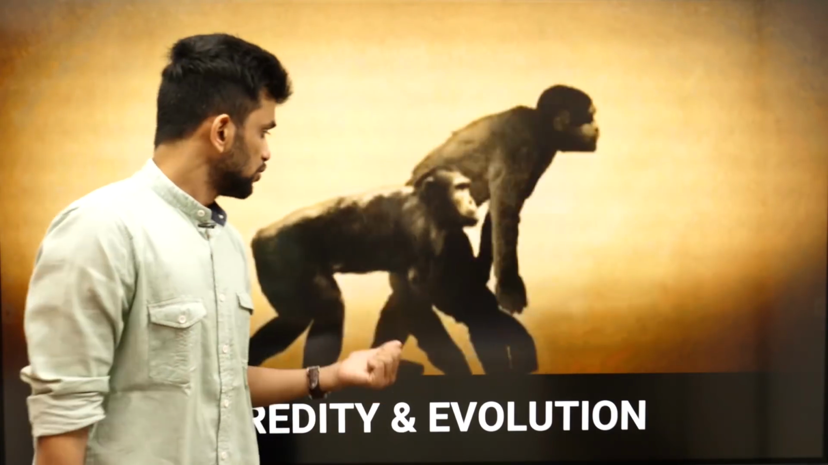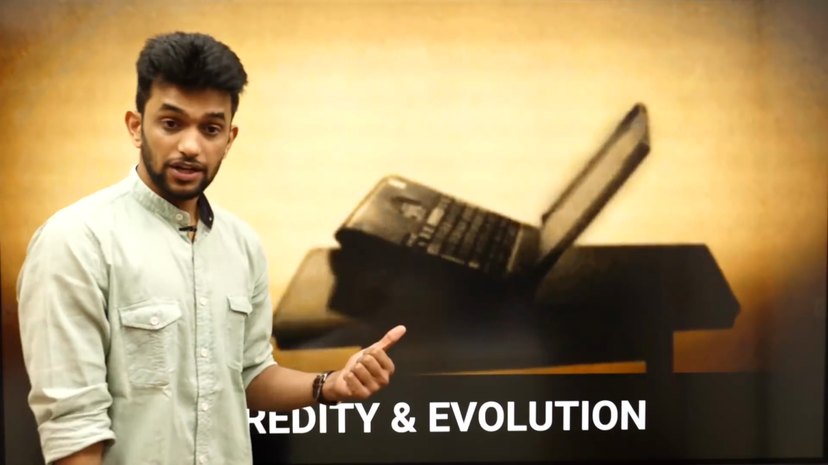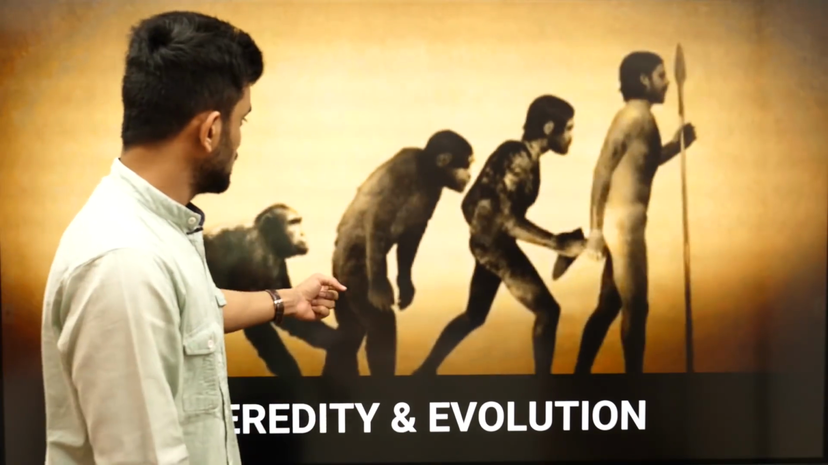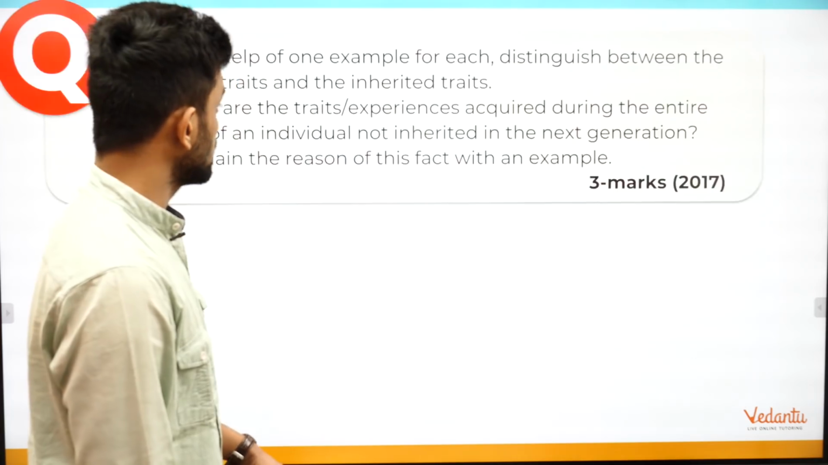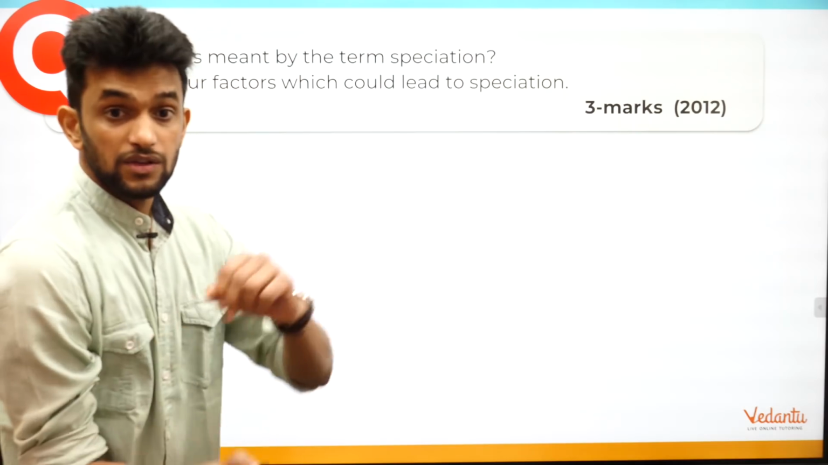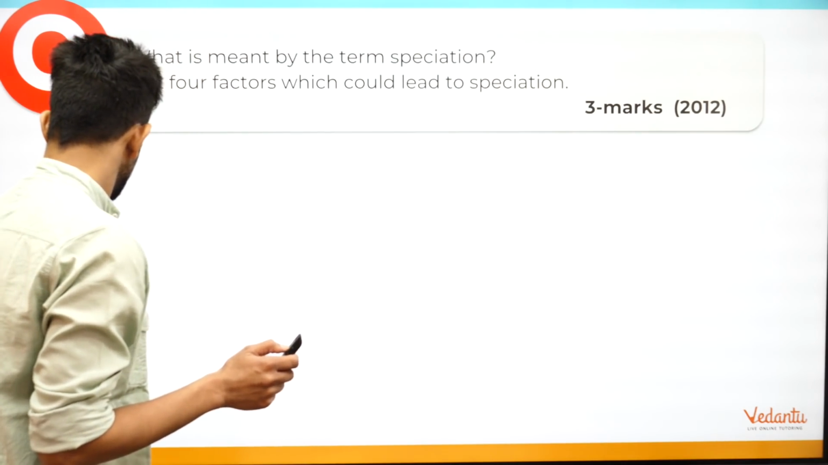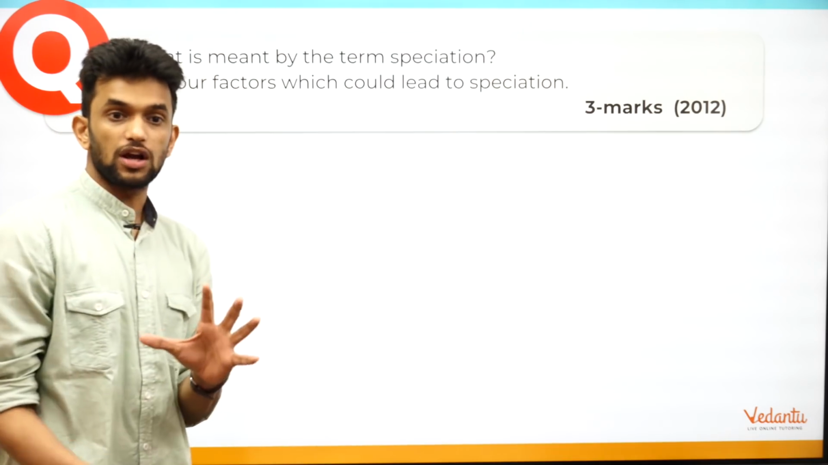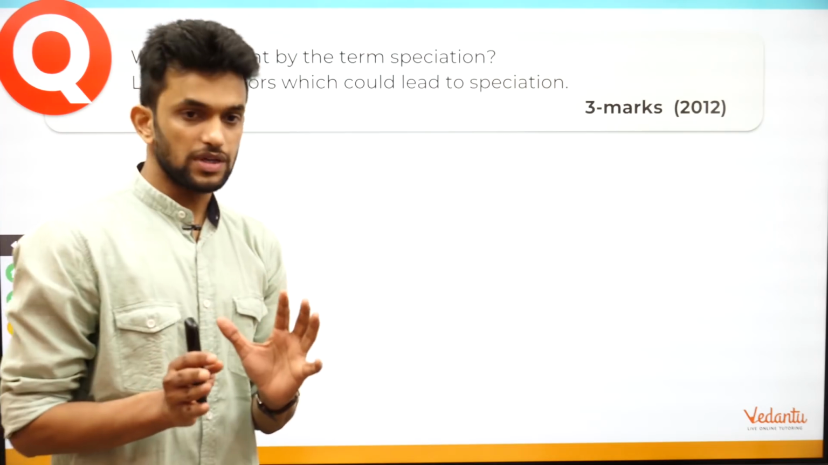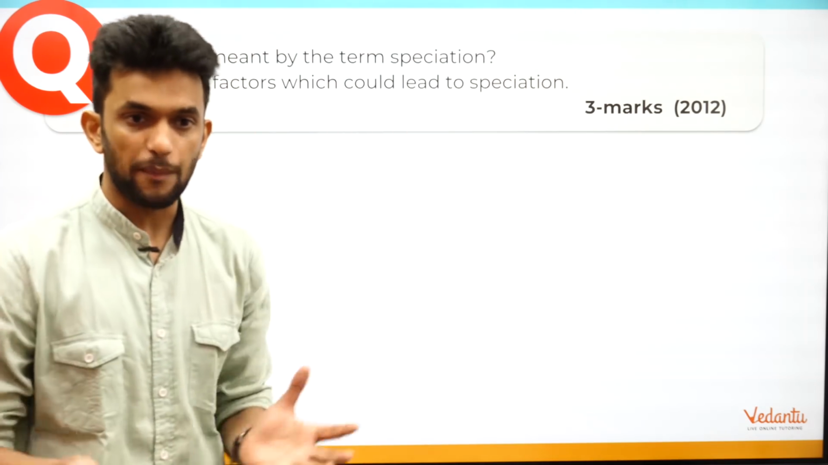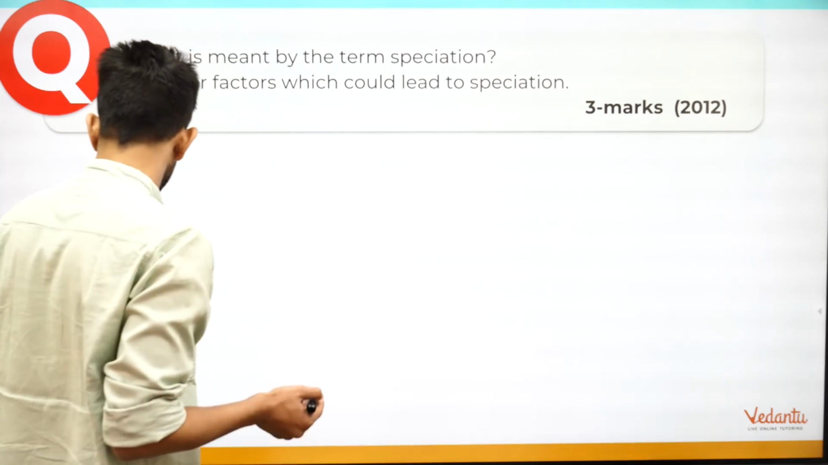Now today's session is heredity and evolution. This is a very nice, interesting chapter. So today let me discuss the concept first. Forget about this question. I'll just explain the concept once, what the entire chapter is about. Then I think you should be able to understand it in a better way.